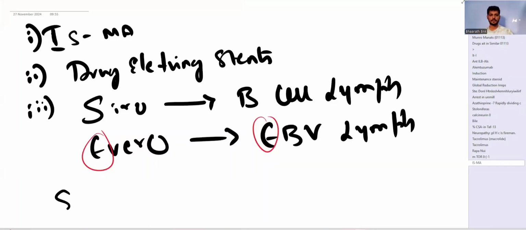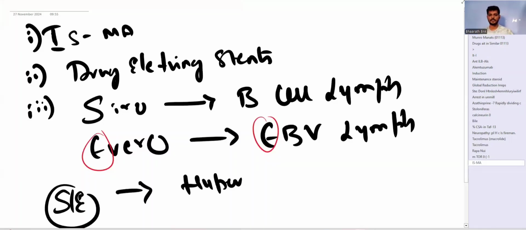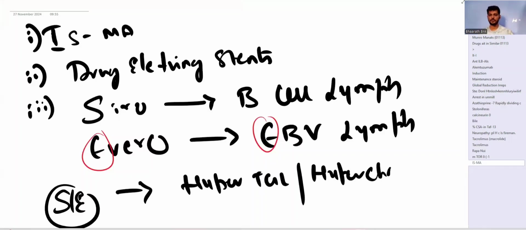And when it comes to side effects, these can cause hypertriglyceridemia and hypercholesterolemia, so much so that they need either discontinuation of the drug, or they need drugs which will reduce these triglycerides and cholesterol in the form of statins, and they can also cause oral ulcers. This is about mTOR inhibitors.